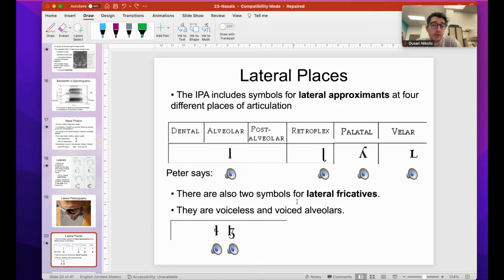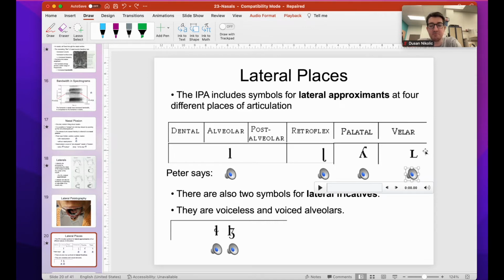There are several lateral places of articulation. We're familiar with L. This is a retroflex one. La. Palatal one, like an upside down U or Y, right? This is a velar, capital L. Allah. And for this one, there's an interesting story.